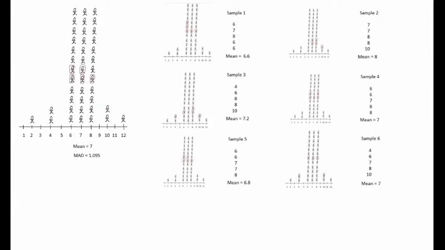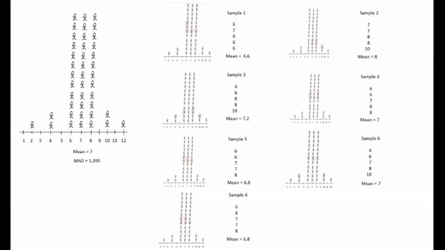I selected another sample of 5 people, and I got these 5 numbers. I ended up getting two 6s, 2 7s, and an 8. So these are the 5 numbers in this sample, and the sample mean is 6.8. This was my last sample of 5 people. I ended up getting 3 6s, a 7, and an 8. And this time the sample mean was 6.6.